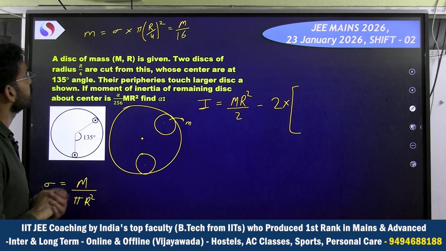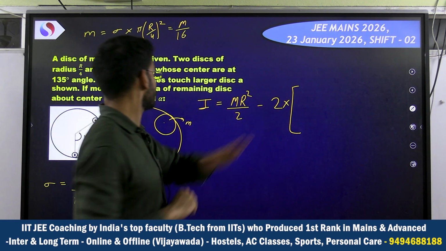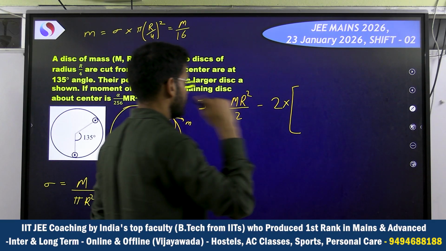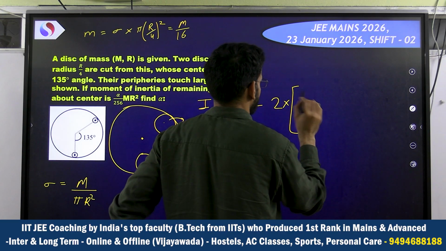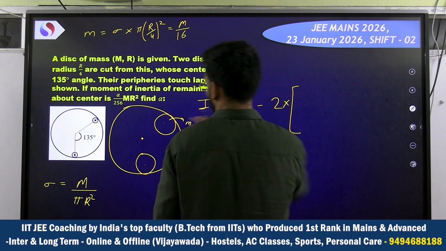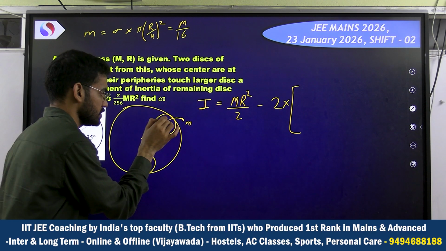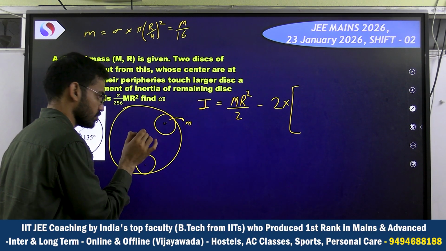I hope this is clear. So there is a small m value. I'm taking small m only, or I don't want to put everything together, okay? So let's put one by one. So here 2 into first this disk about its own center. So I'm applying ICM plus MD square here, okay?